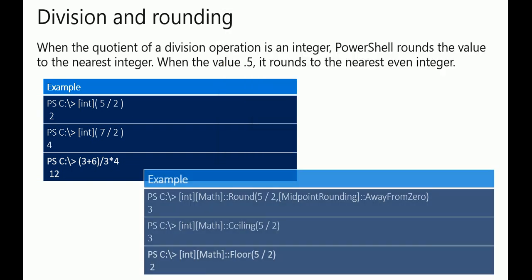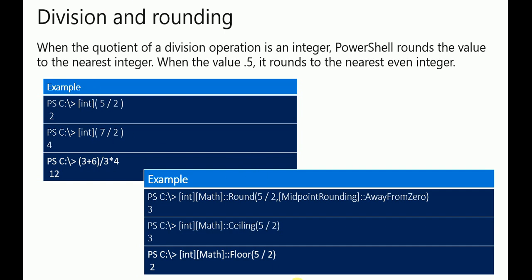Let's take another example of how we can use rounding in PowerShell. [int][math]::Round(5 / 2, midpoint rounding away from 0). If you write it that way, you will get the output not 2 but 3, because it's rounding from the midpoint. Or you can use [int][math]::Ceiling(5 / 2), which also will provide the same output. But if you use [int][math]::Floor(5 / 2), then it will minus the one value, so it won't give you the 3 output.